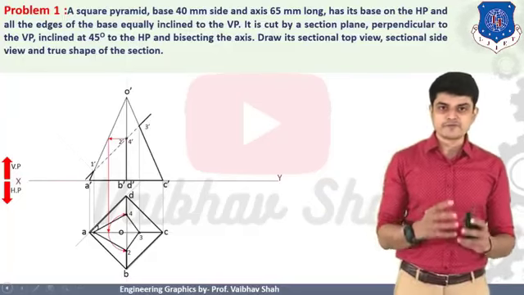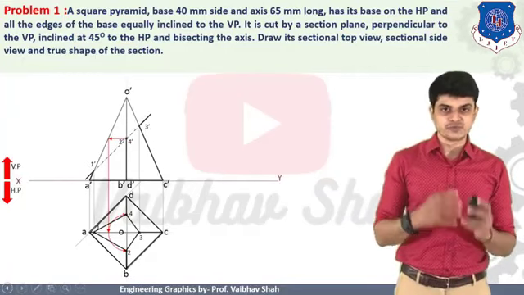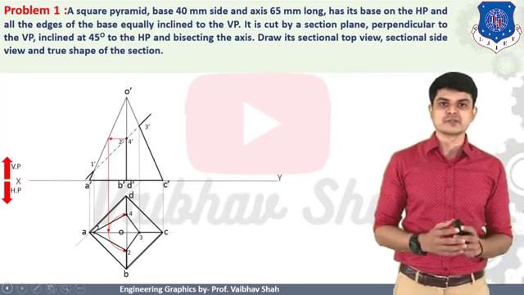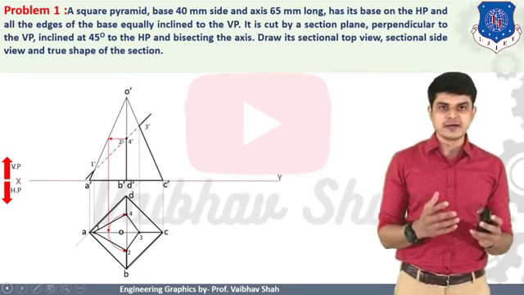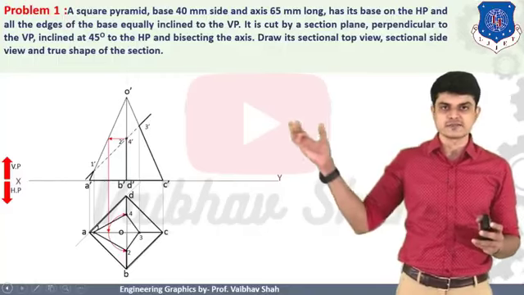So now after that, what should we do? Let us try to find out the true shape of the section. We know that the true shape is generated in which direction? In the perpendicular direction to your cutting plane, right? So now it is very easy. Let us first find out our cutting plane's position. So this is our cutting plane.